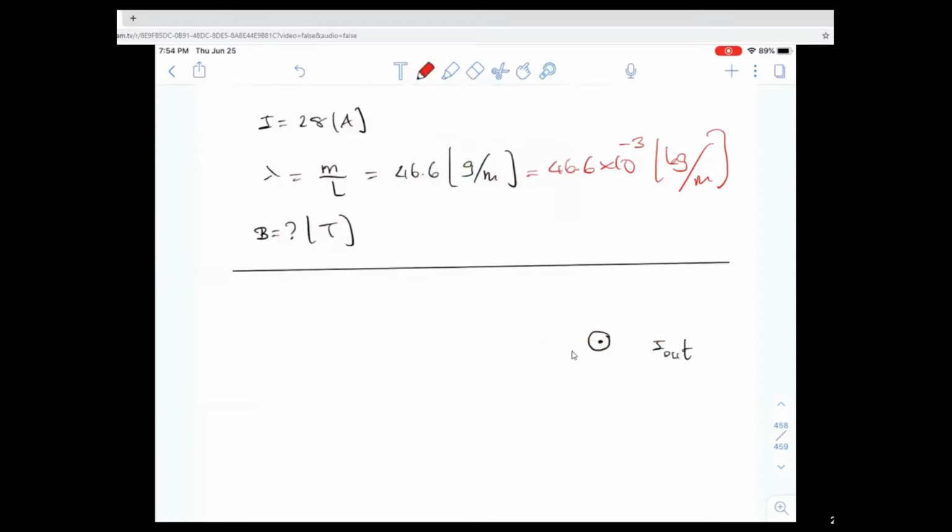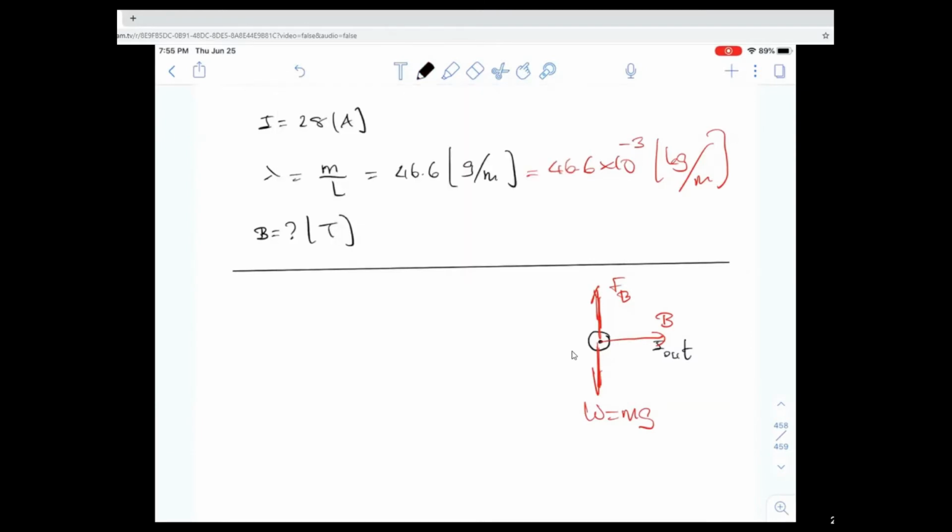So it's got weight, which is mg. And if the magnetic field is from left to right, it should generate a magnetic force in the opposite direction. The question is the value of this magnetic field. How much magnetism is required in order to create this?